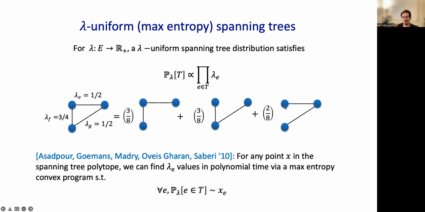And it was proved in 2010 by Asadpour et al. that for any point x in the spanning tree polytope, we can find weights lambda in polynomial time such that the resulting lambda-uniform spanning tree distribution matches the marginals of x. And they do so using a so-called max entropy convex program, hence the name max entropy.